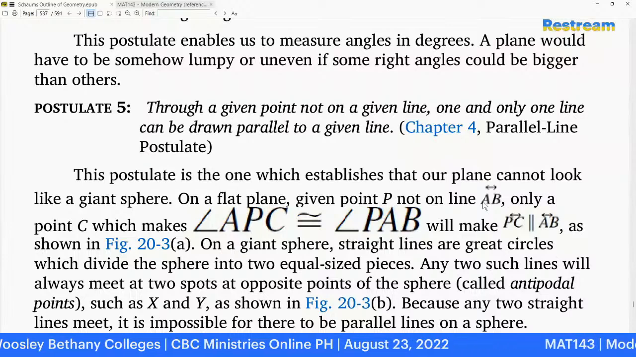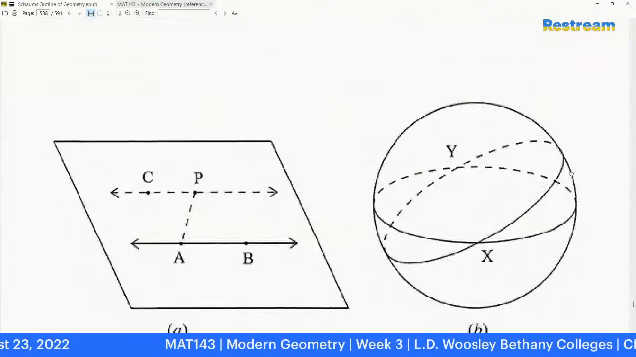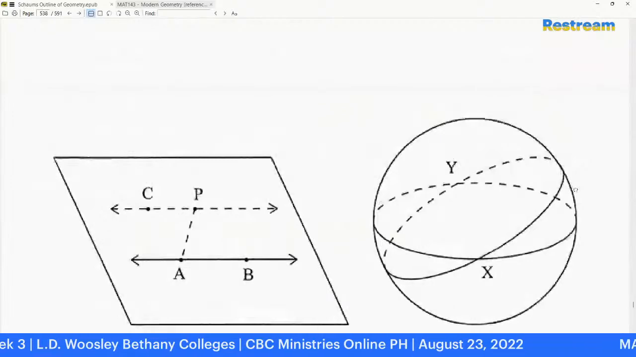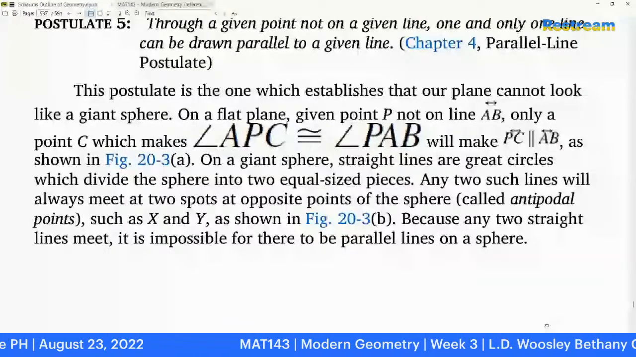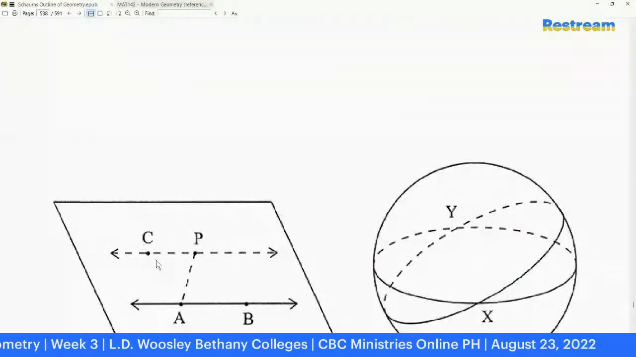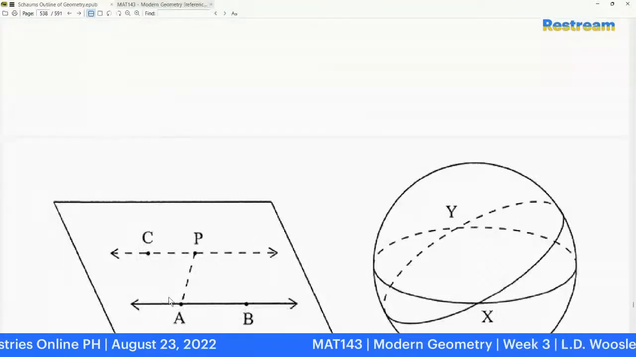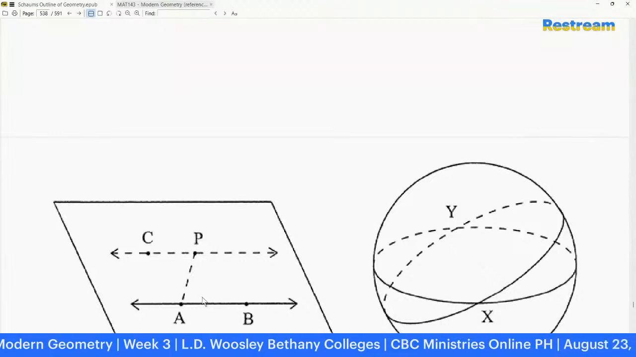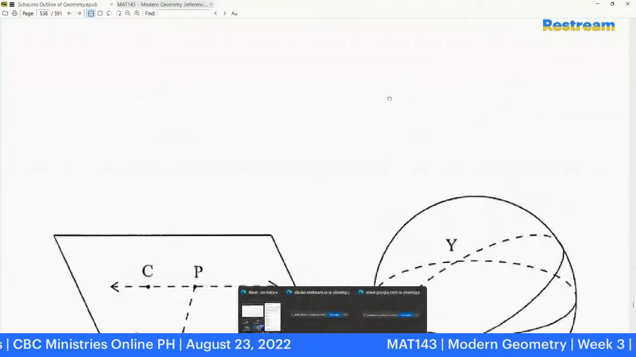On a flat plane, given point P, let us look at our illustration. Here is point P, and point C. Given point C that is not collinear with AB, where AB is a line segment, you could construct a parallel line to AB through point P. That is the construction here. Let us look at the illustration.